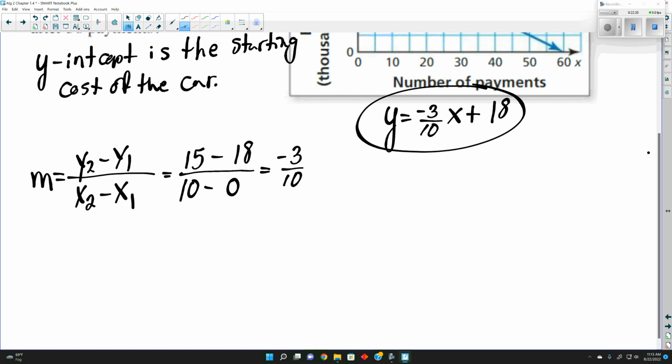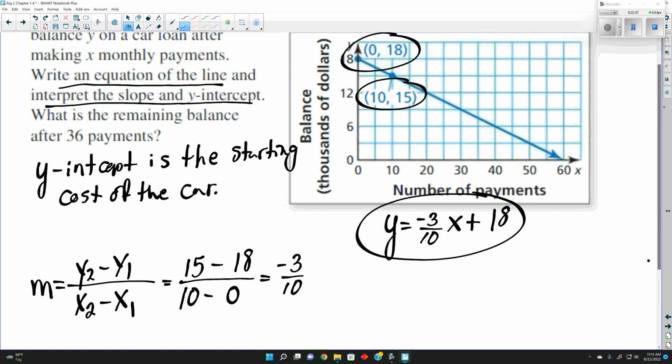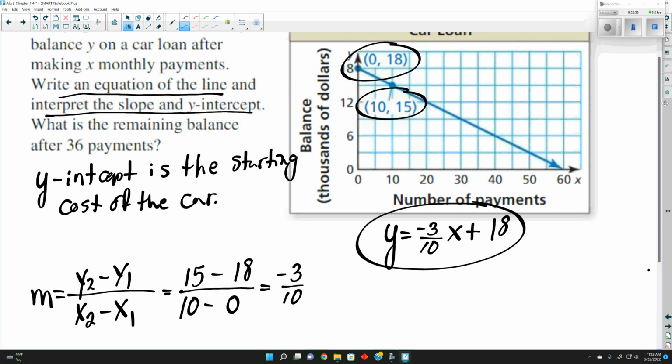Now we still need to interpret the slope. So again, the x is the number of payments. So we're saying for every 10 payments, the total balance is decreasing by what? 3, yes? But specifically, if we look back at the graph, it's in what? Thousands of. So it's saying for every 10 payments, we're decreasing the balance by not just 3, but 3,000.